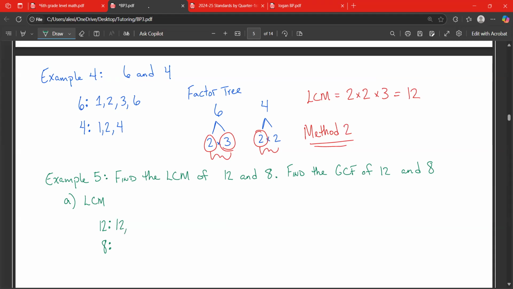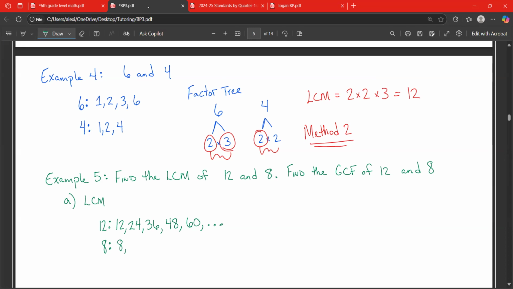So 12 is the multiple of 12. What's 12 times 2? It's 24. Or 12 plus 12, just keep adding a 12. 36, keep adding a 12. 48, keep adding 12. 60. And then it keeps going forever, right? All right, let's write out the multiples of 8.